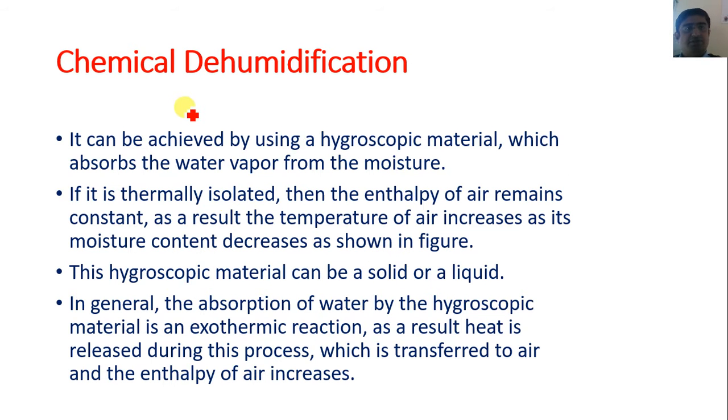So first of all, what is this chemical dehumidification and how can we achieve this? It can be achieved by using a hygroscopic material. The function of the hygroscopic material is to absorb the water vapor from the moisture. So the chemical dehumidification can be achieved with the help of this hygroscopic material, which can absorb the water vapor from the moisture.